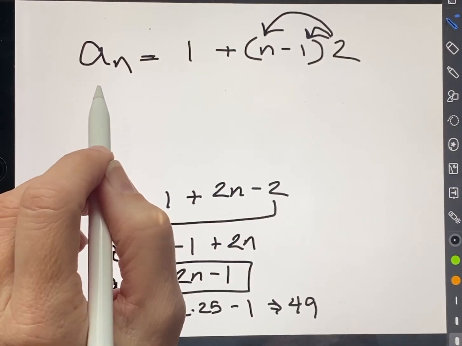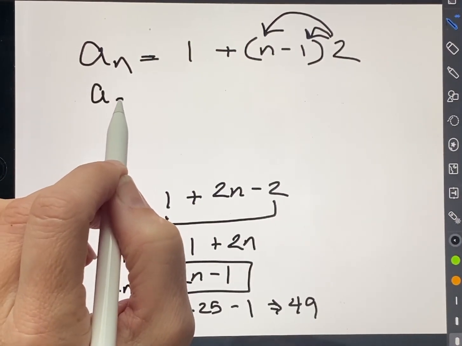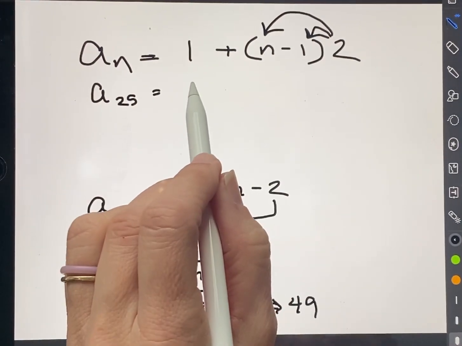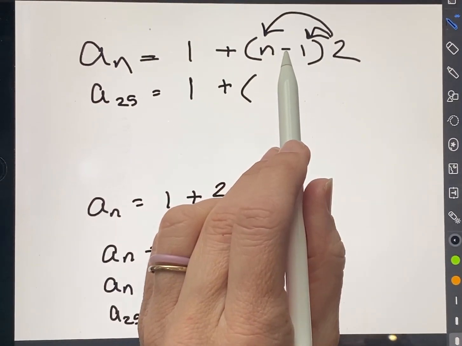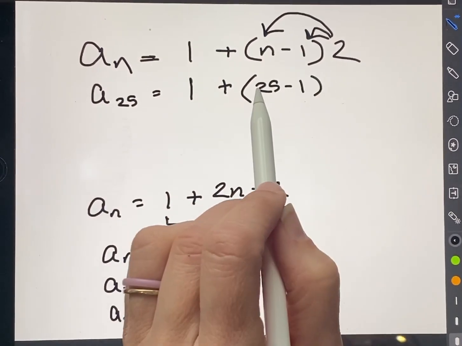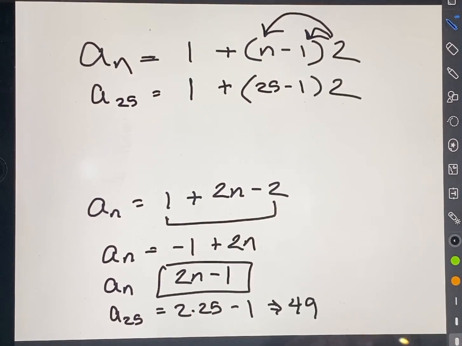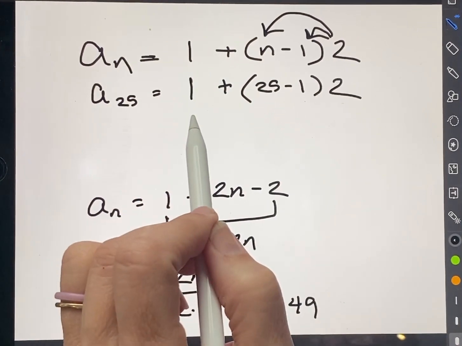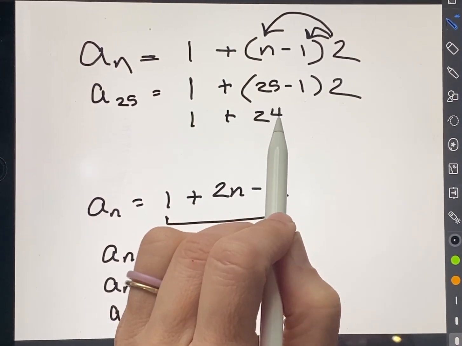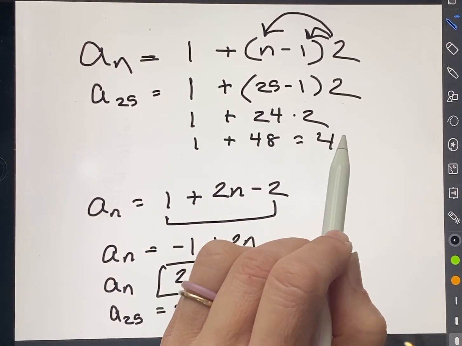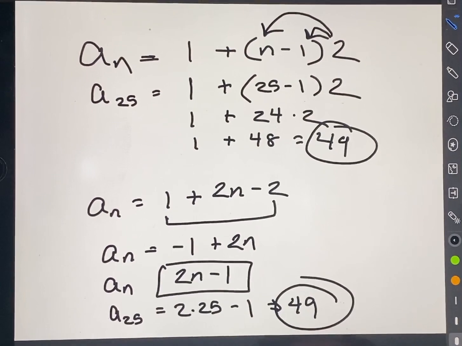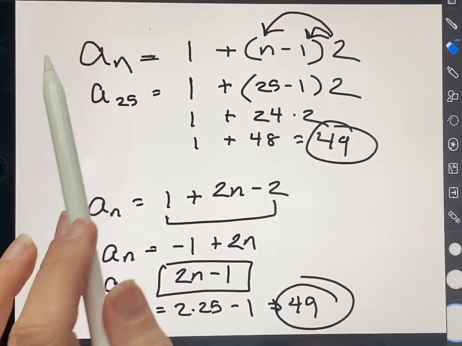And they tell us A sub 25. I know I start at 1. I know I am jumping 25 minus 1, so I would be jumping 24 times, and I'm jumping by a value of 2 each time. So I'd have 1 plus 24 times 2 gives me 1 plus 48 gives me 49. We got the same answer both ways, which you should always end up with the same answer.